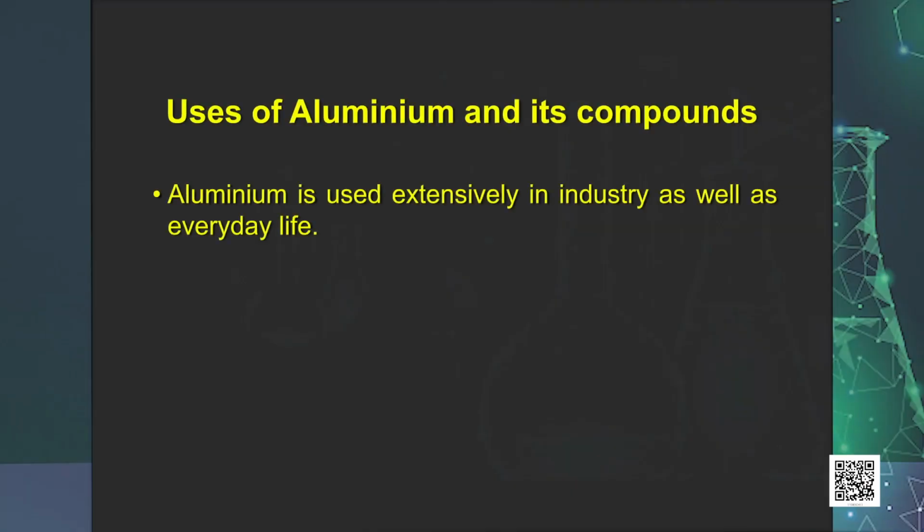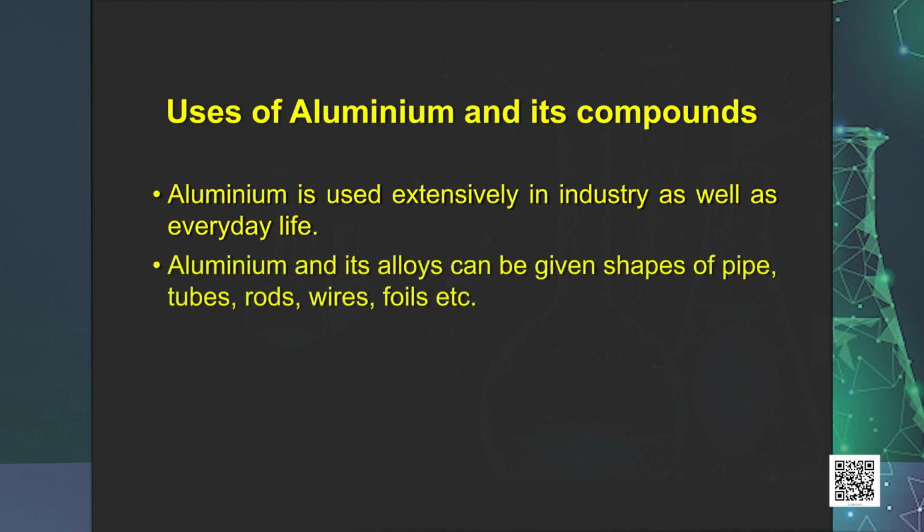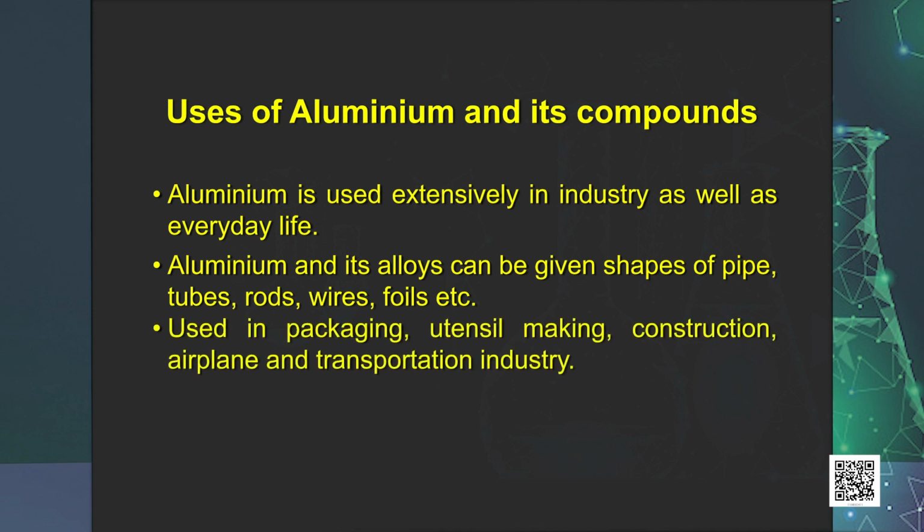Aluminium is a bright silvery white metal with high tensile strength. It also has a high electrical and thermal conductivity. Aluminium is used extensively in industry as well as everyday life. Aluminium and its alloys can be given shapes of pipes, tubes, rods, wires, foils, etc. Therefore, it is used in packaging, utensil making, construction, airplane and transportation industry.